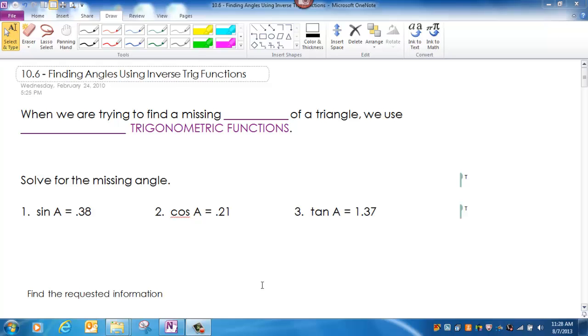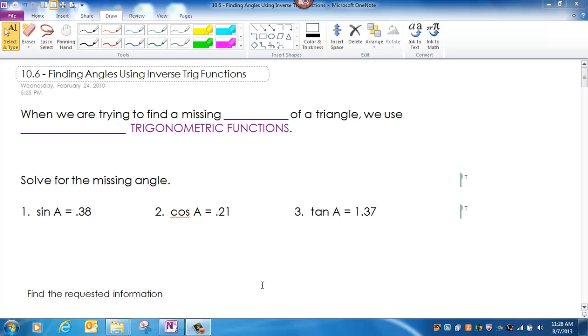Everybody. Okay, today we are going to learn how to find missing angles of a triangle using trig when we have the measures of side lengths. So let's fill in some blanks here.